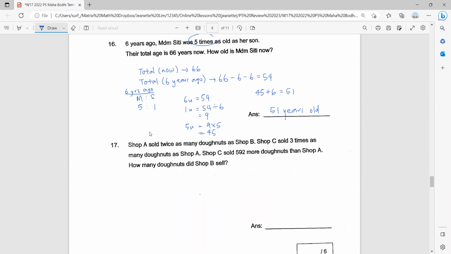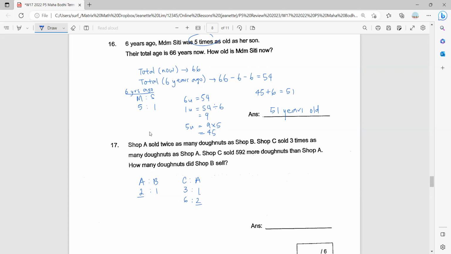Okay, question 17. Shop A sold twice as many donuts as shop B. So A to B, 2 to 1. Shop C sold 3 times as many donuts as shop A. So C to A, 3 to 1. Shop C sold 592 more donuts than shop A. How many donuts did shop B sell? Okay, so first, we need to find a common base in both ratios. There's something that is the same, which is A. So I want to make A the same by multiplying this by 2 to get 2. Okay, the common base is the same.